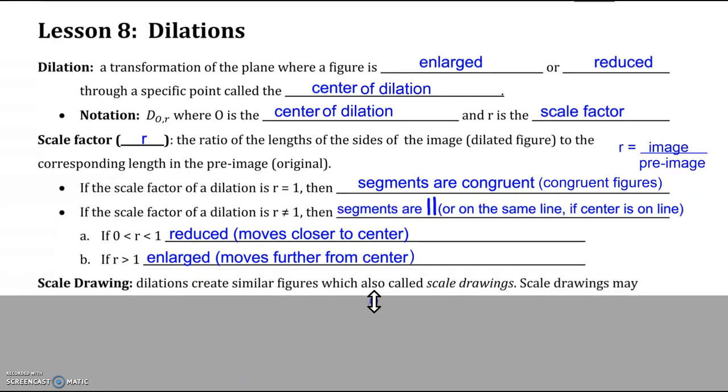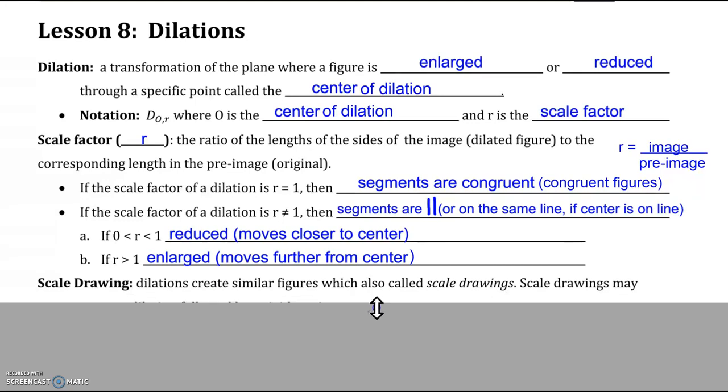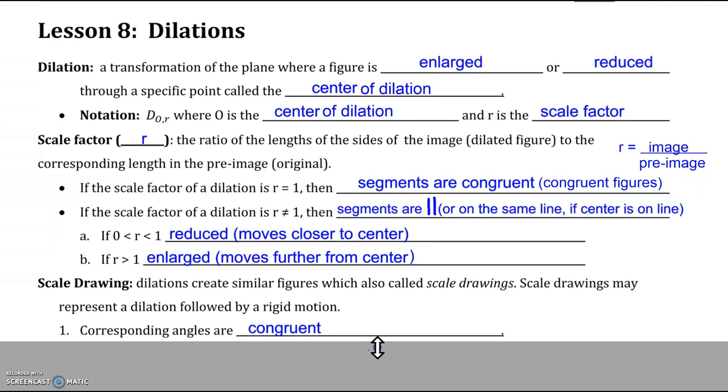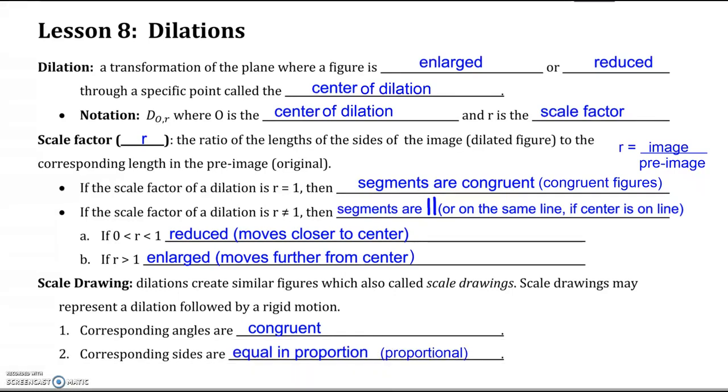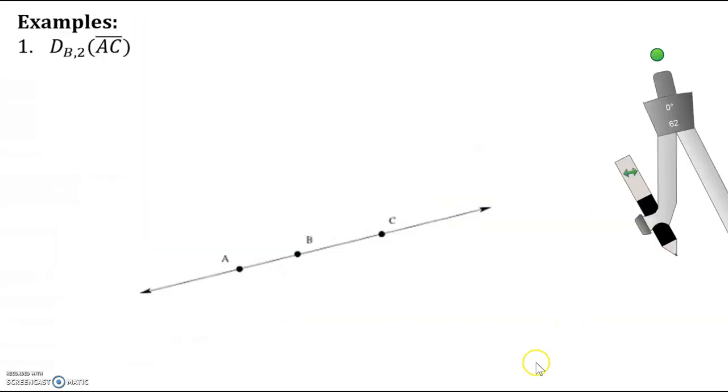Okay. Scale drawings are similar figures where you're using a dilation and then also a rigid motion, possibly. So in those, because it is similarity, scale drawings are basically just similar figures, your angles are going to end up congruent and your corresponding sides are going to end up proportional. So let's do some practice with our constructions.